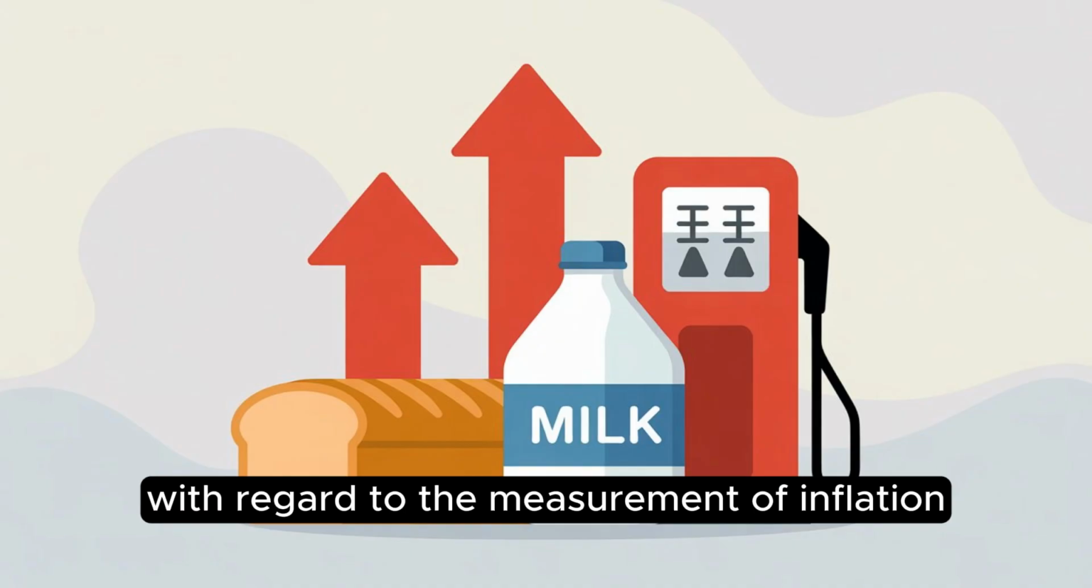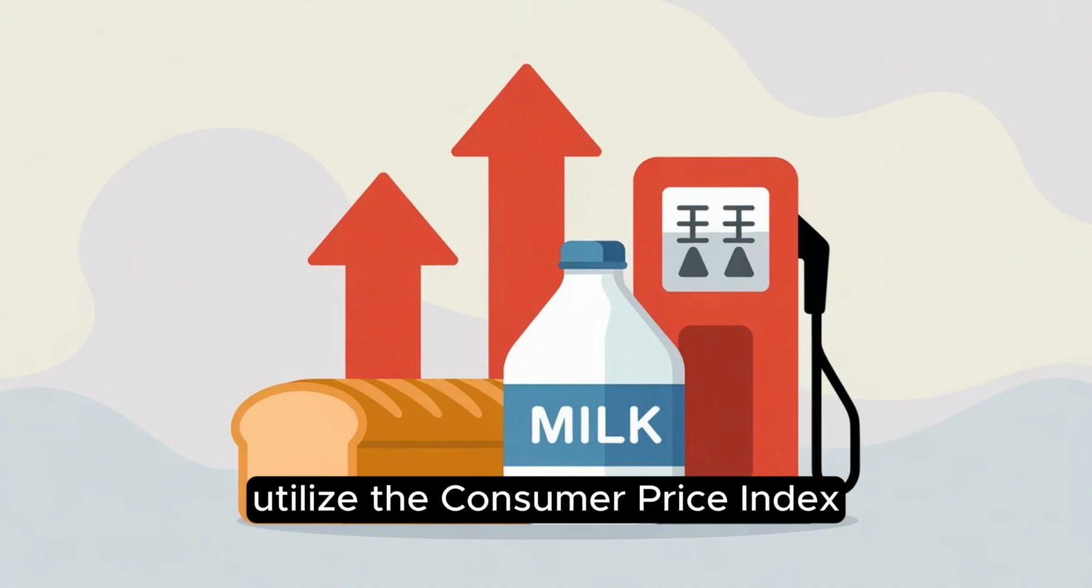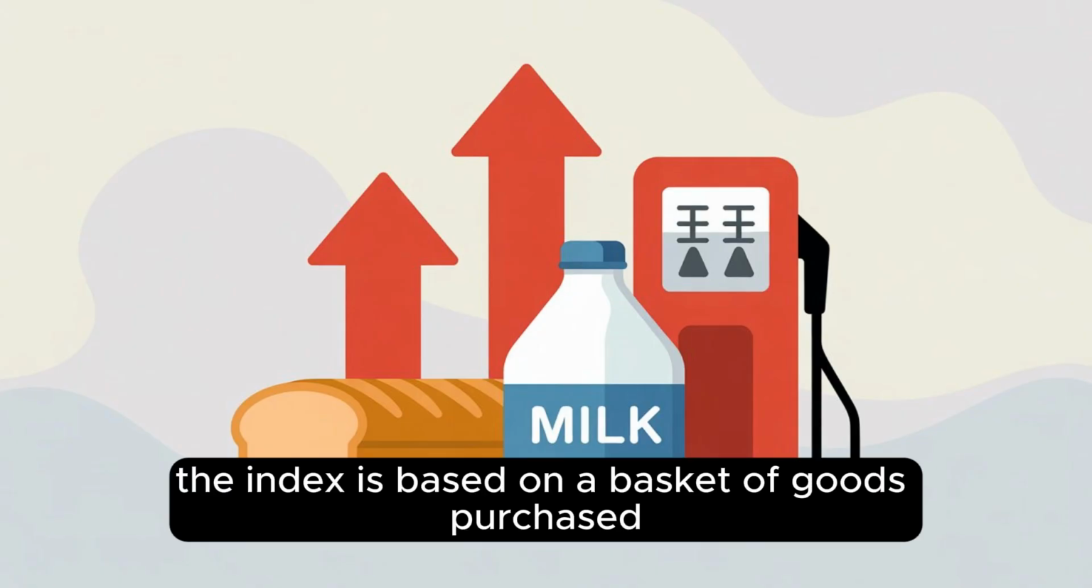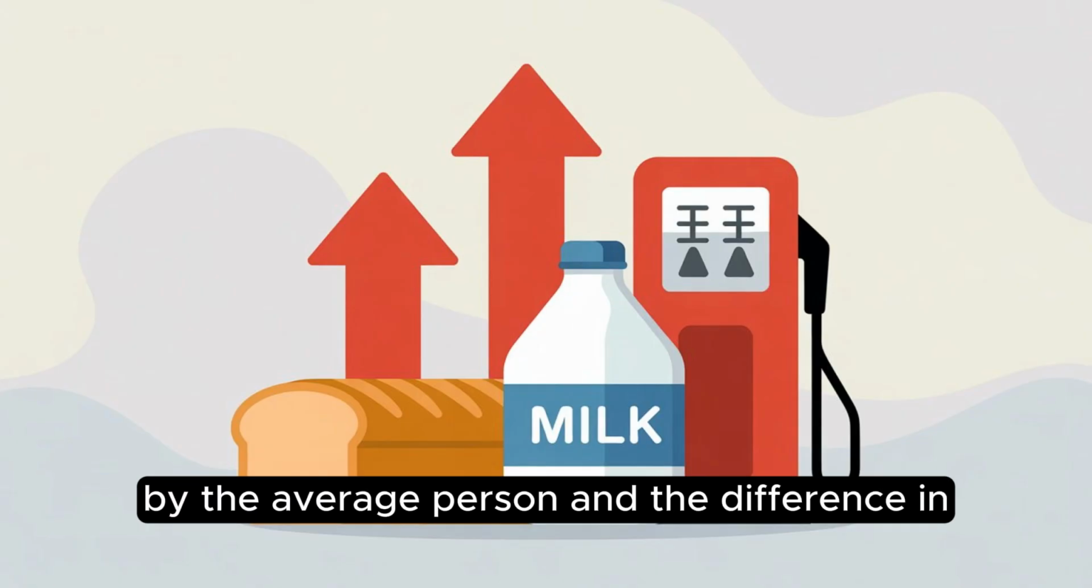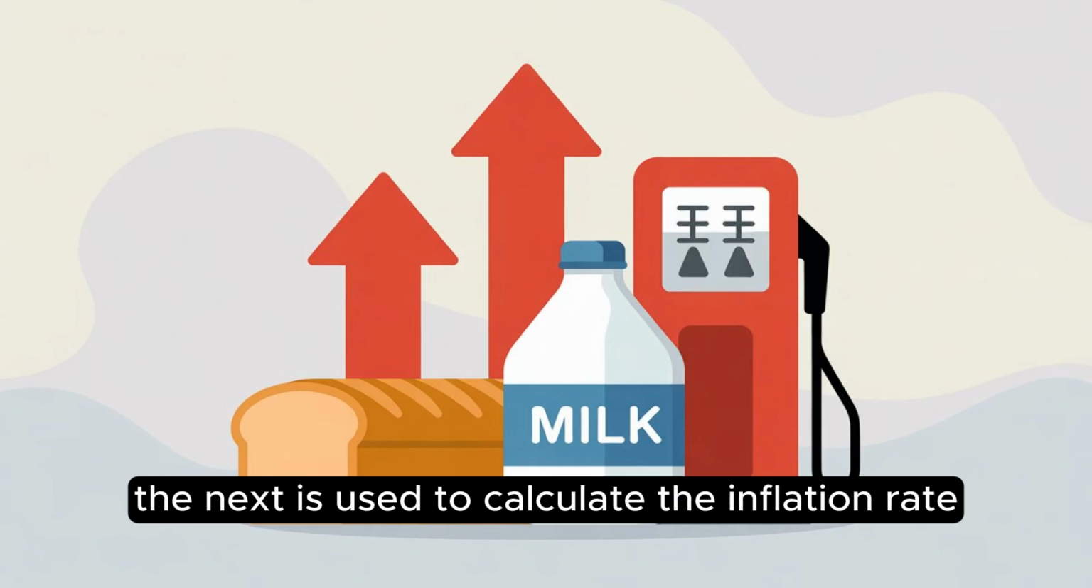With regard to the measurement of inflation, the majority of countries utilize the Consumer Price Index, otherwise referred to as the CPI. The index is based on a basket of goods purchased by the average person, and the difference in the cost of this basket from one year to the next is used to calculate the inflation rate.